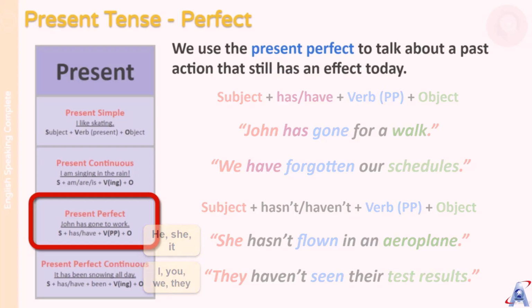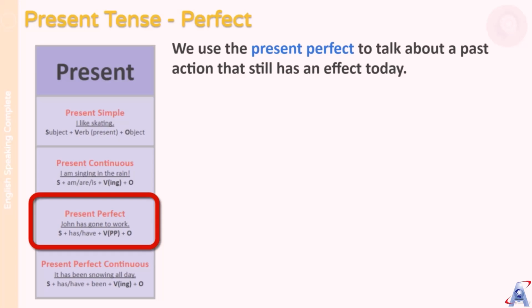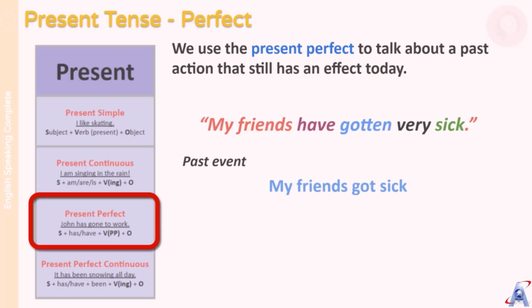Just one more example on usage. I will go into more specific types of use later in the course, get a bit more advanced, but just thinking about a past event and the effect now. My friends have gotten very sick. So at some point in the past, probably not a long time ago, because sicknesses don't last, hopefully, too long, my friends have gotten very sick. So the past event was, my friends got sick.